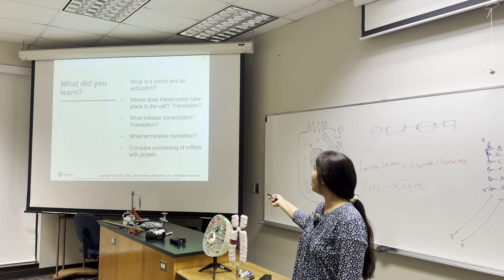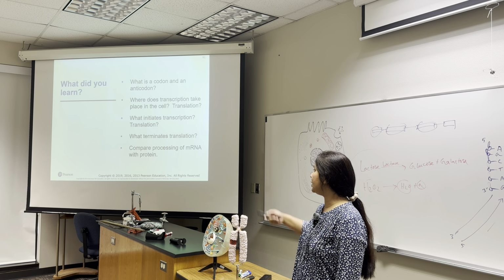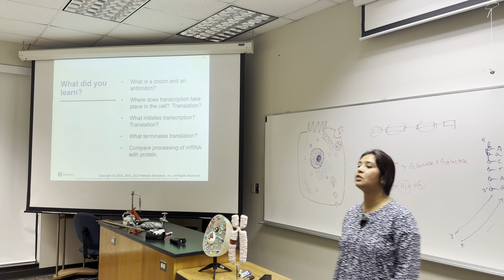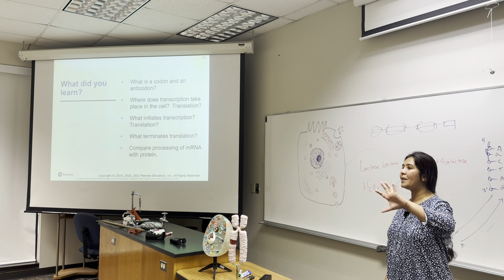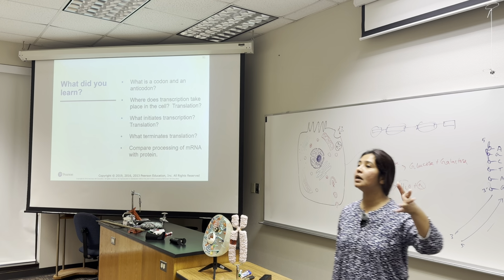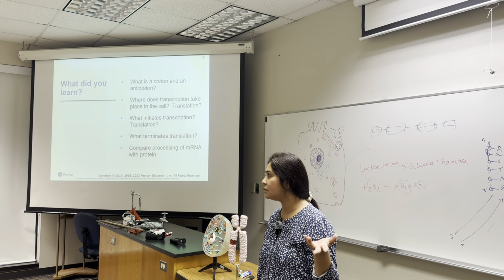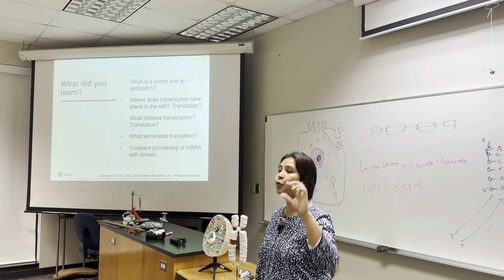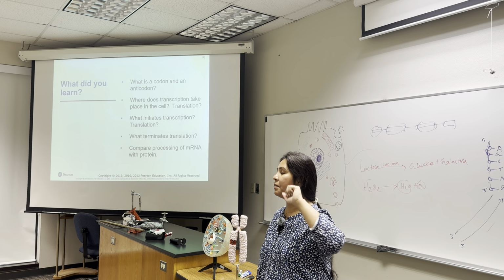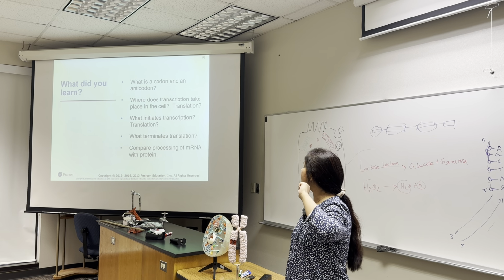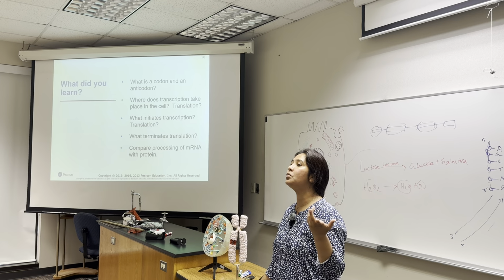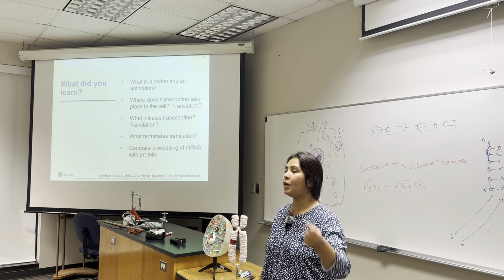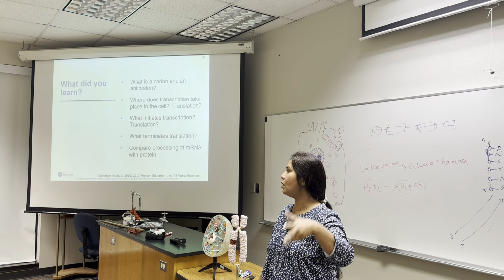Compare processing of mRNA with the protein. Whenever we are talking about mRNA processing, what are you doing? You are doing the splicing to remove the introns and keep the exons, and then putting on the poly A tail and the 5' cap. But whenever we are talking about the processing of the protein, what we are doing is modification, right? Adding carbohydrate or adding lipid or all these things.